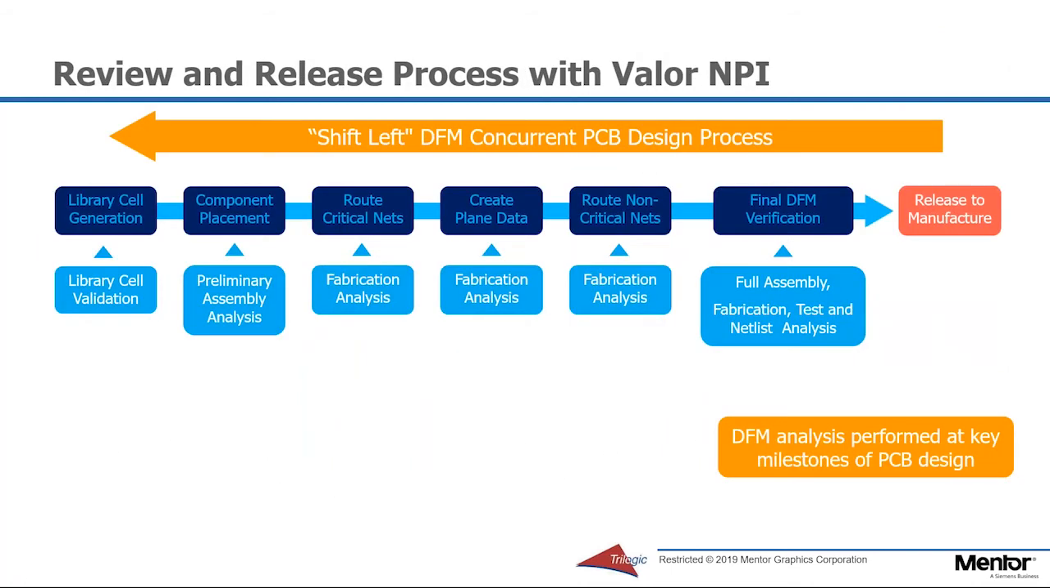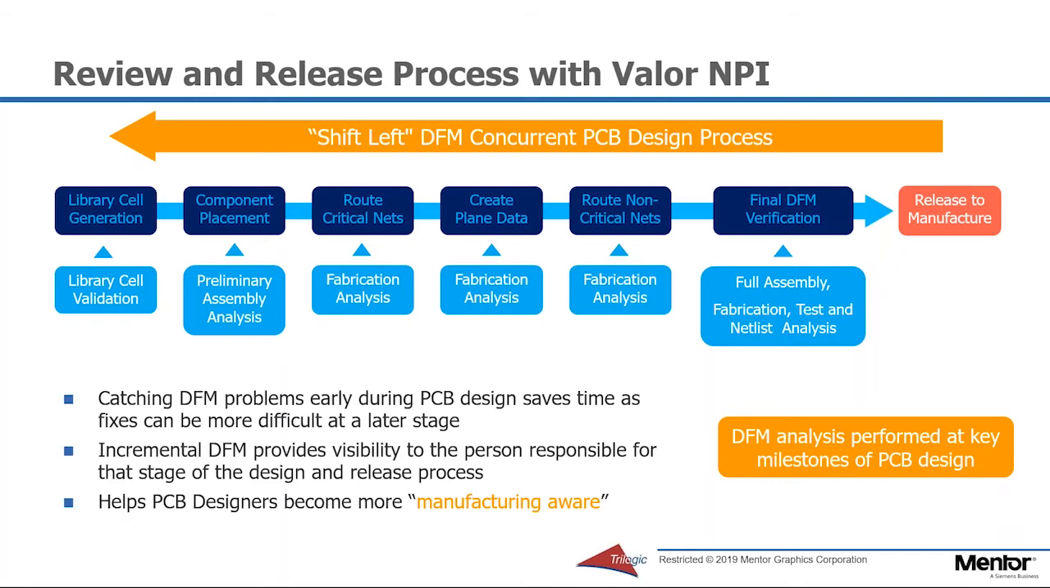Running design for manufacturing checks during the design process supports the shift-left methodology we discussed earlier. Finding DFM problems earlier in PCB design saves time, as fixes can be more difficult at a later stage. Running incremental DFM analysis means that the issues are identified directly to the engineer responsible for that stage of the design and release process. Another interesting effect is that it helps PCB designers become more aware of design choices that affect the manufacturability of a PCB.